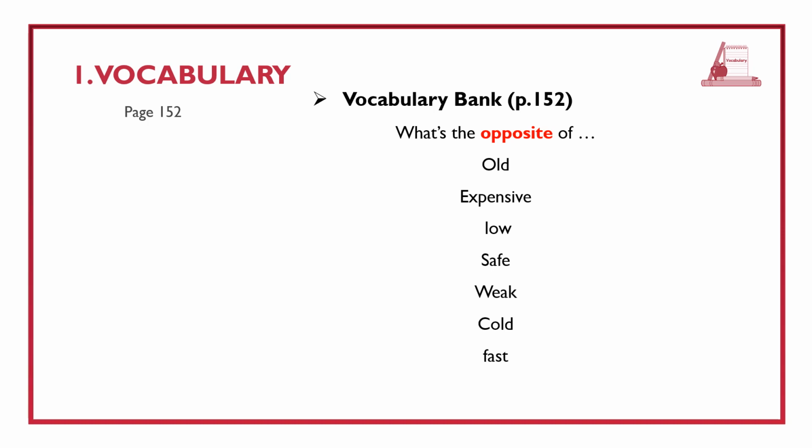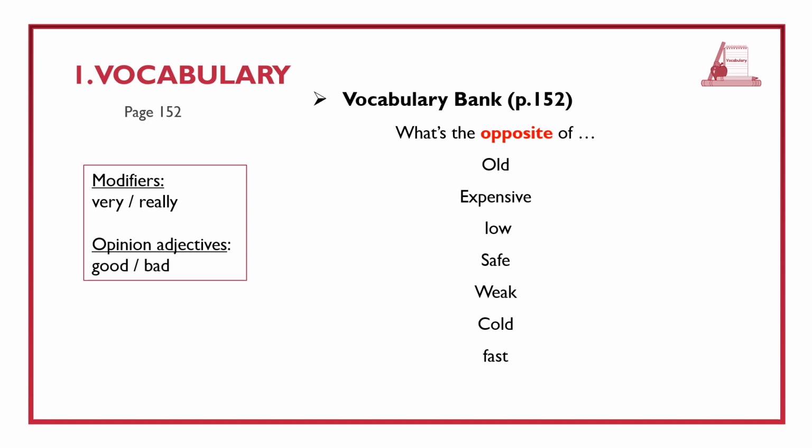Nice job. Slow. Now on this page in part C, we have an information box that shows modifiers. We have 2 modifiers here, very and really. So what are modifiers? We use them before adjectives, sometimes to describe the adjective actually. So we can say a Ferrari is very fast, or a Ferrari is really fast.